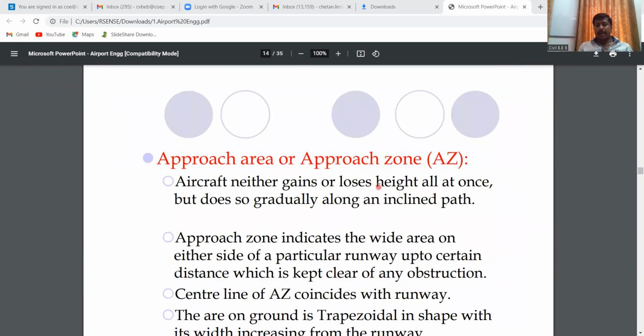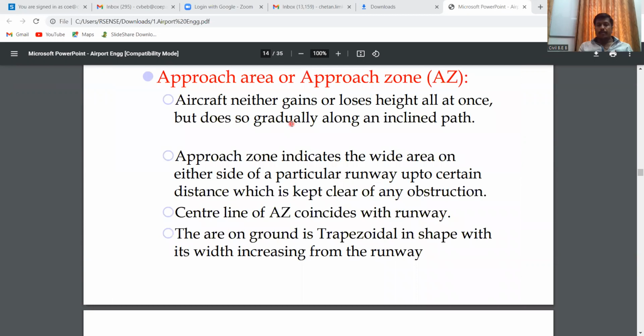Then approach zones or the approach areas. Now approach zone: an aircraft neither gains nor loses its height all at once, but it does so gradually along an inclined path. Everyone knows how an aircraft lands, right? Gradually it is going to land on the surface.